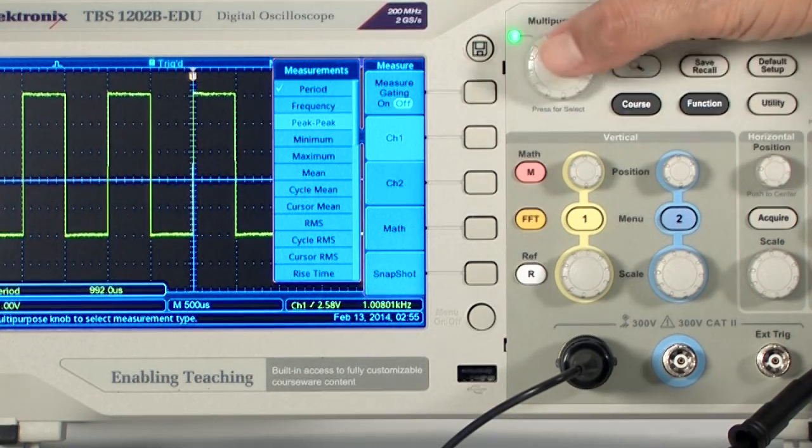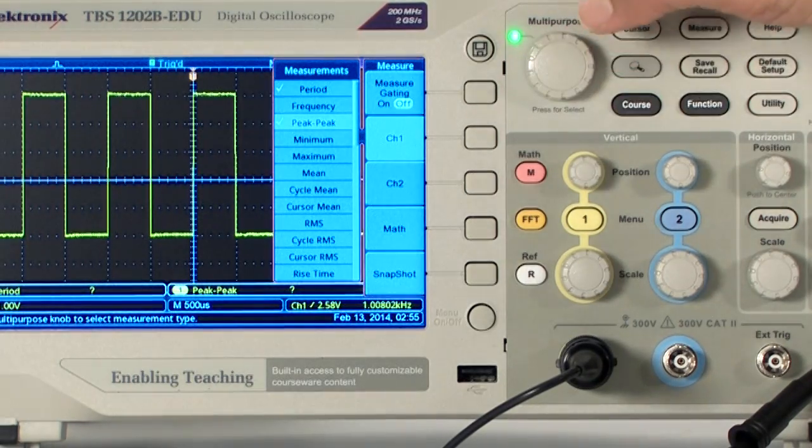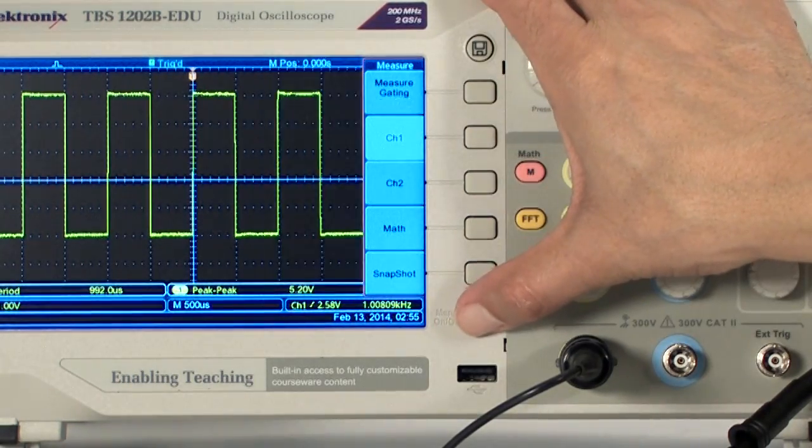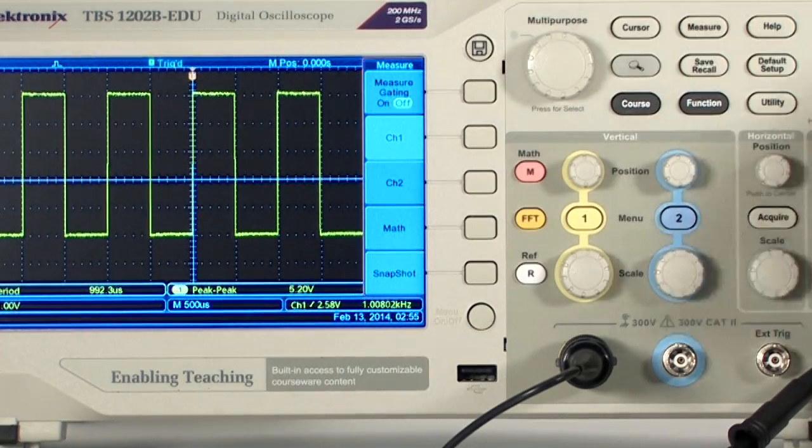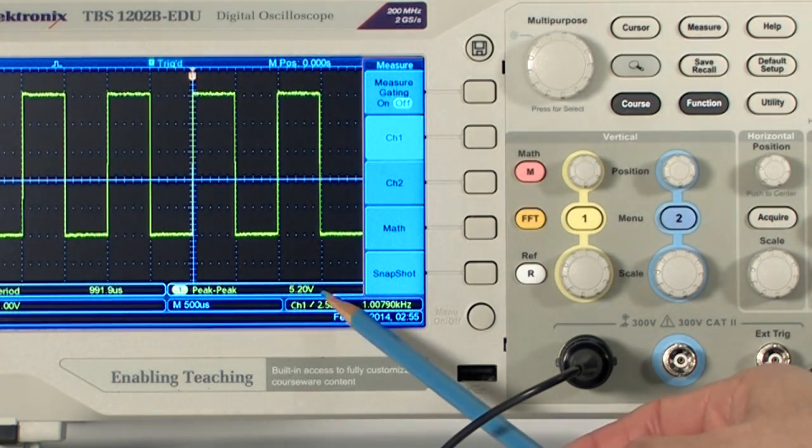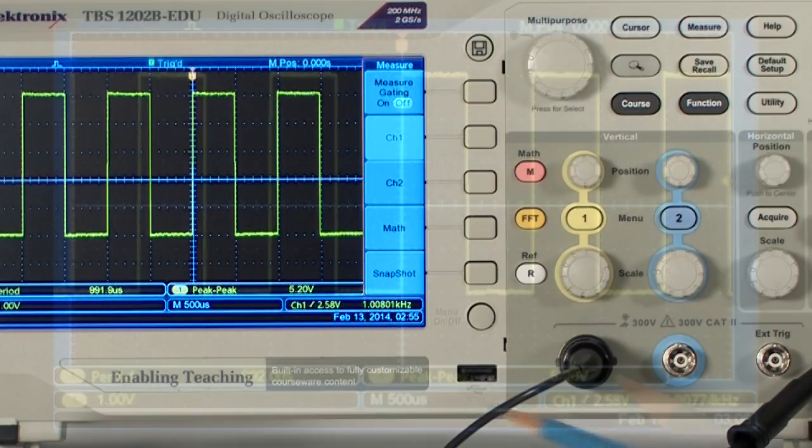Now we'll add a peak-to-peak voltage measurement. The reading is a little bit higher than what we saw with the cursors. It includes about 1/10 of a volt of combined overshoot and undershoot we didn't see before.